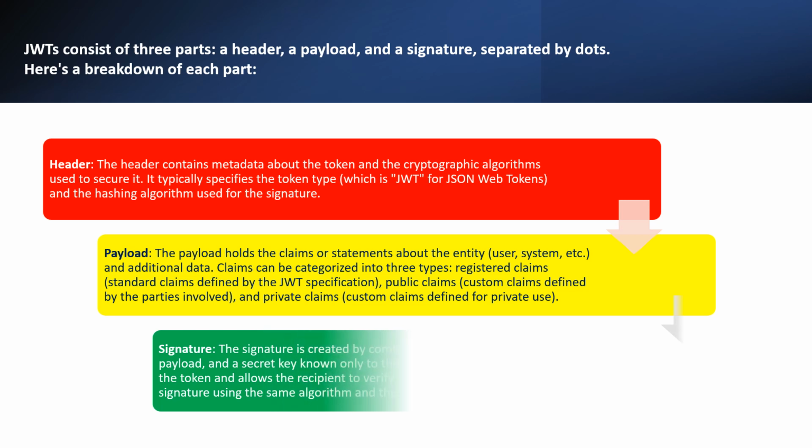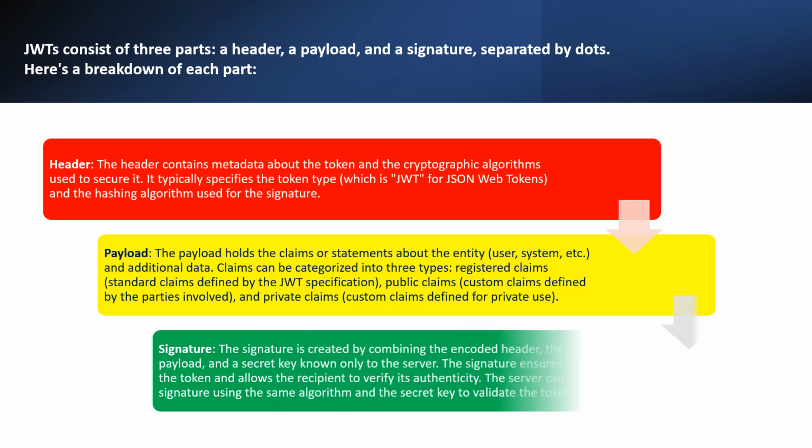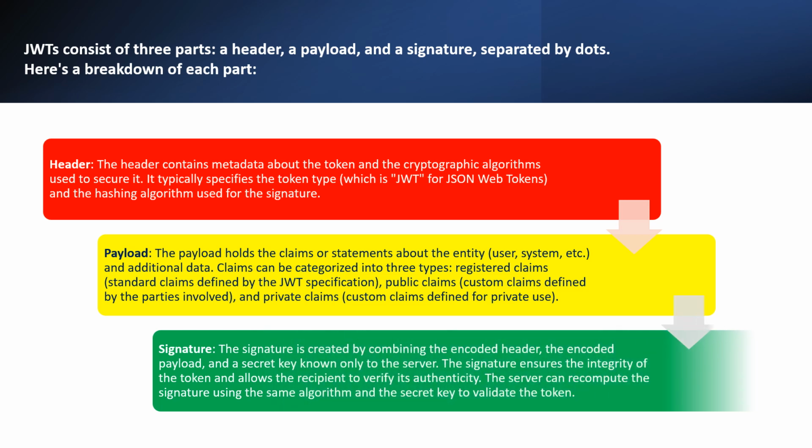Signature. The signature is created by combining the encoded header, the encoded payload, and a secret key known only to the server. The signature ensures the integrity of the token and allows the recipient to verify its authenticity. The server can recompute the signature using the same algorithm and the secret key to validate the token.